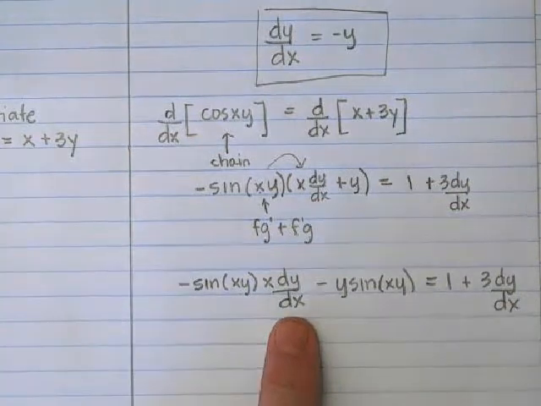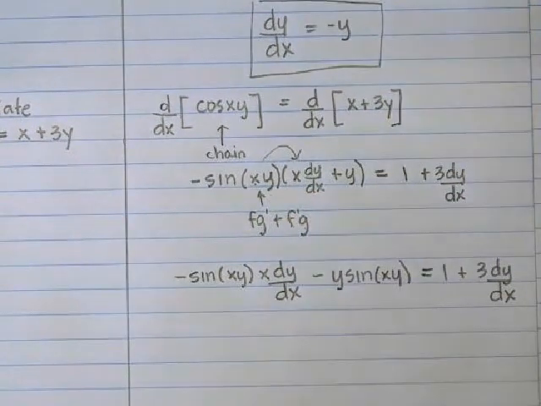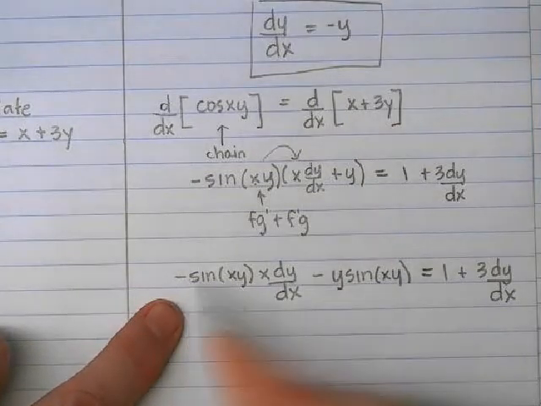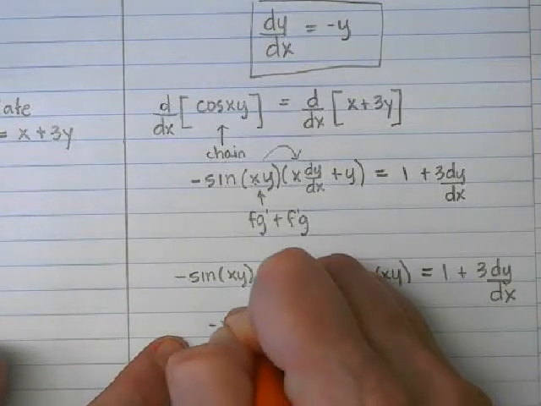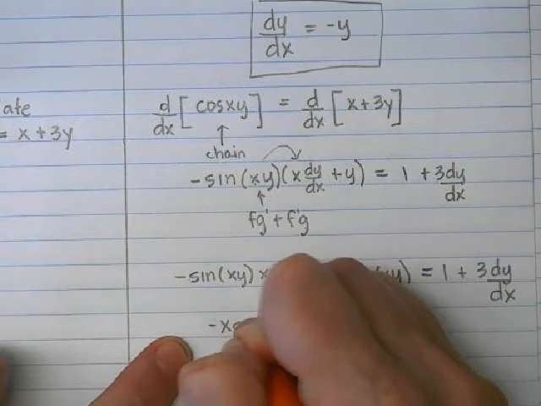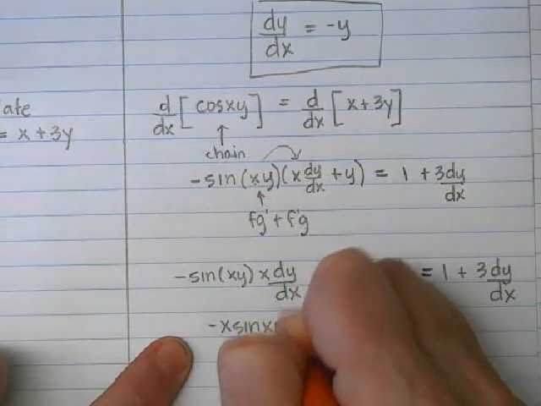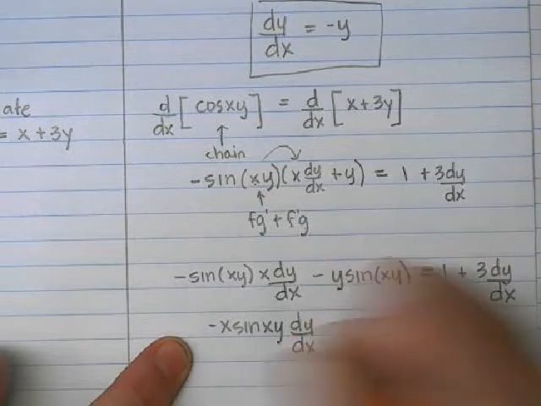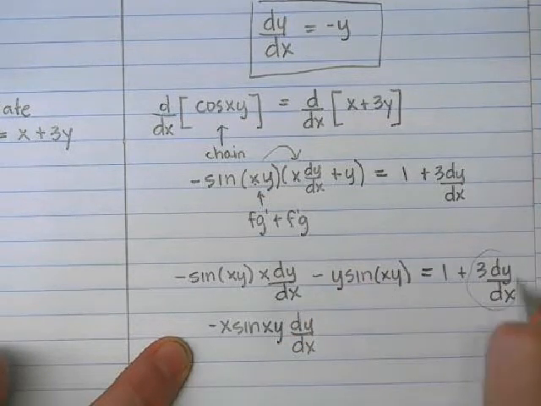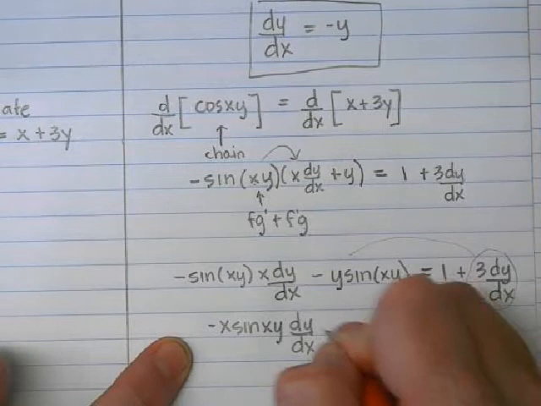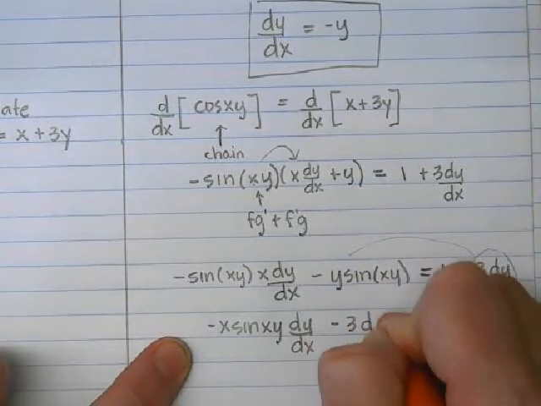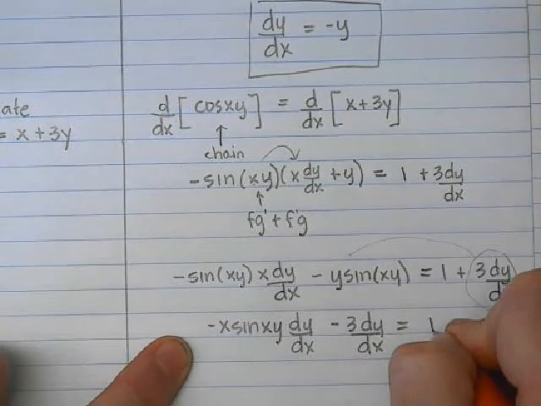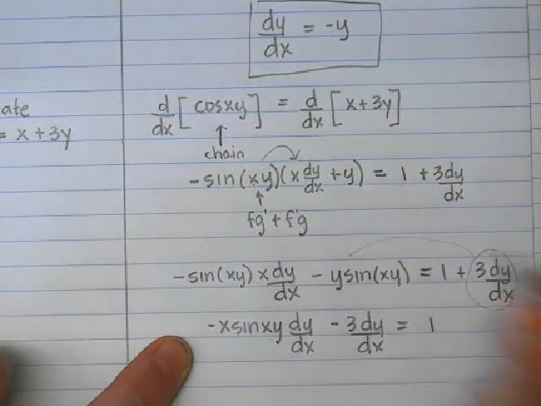Okay, so let's get dy/dx on one side, everything else on the other. Okay, so this, I'm just going to move this x to the front. So I have negative x sine xy, I don't need the parentheses, dy/dx. I'm going to move this guy over here. So minus 3 dy/dx. I'm going to leave the 1, and I'm going to move that guy over there.